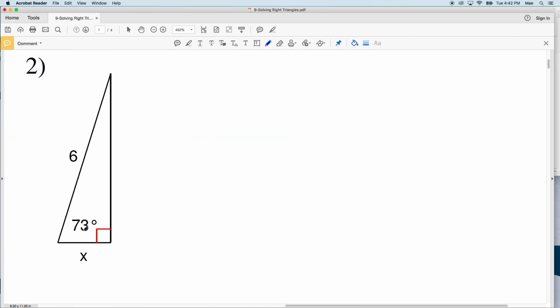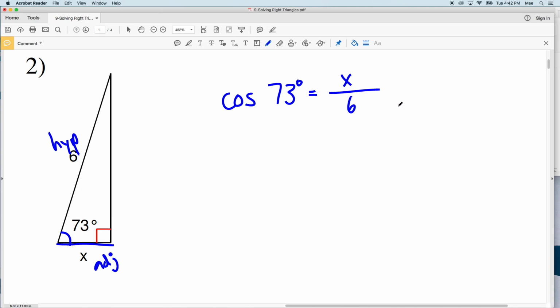In number 2, this time as opposed to finding the hypotenuse, we're finding that adjacent side x. And our hypotenuse is 6, and that angle measure is 73 degrees. So the cosine of 73 degrees is going to be equal to our adjacent x over our hypotenuse of 6. So all we need to do is multiply both sides by 6.